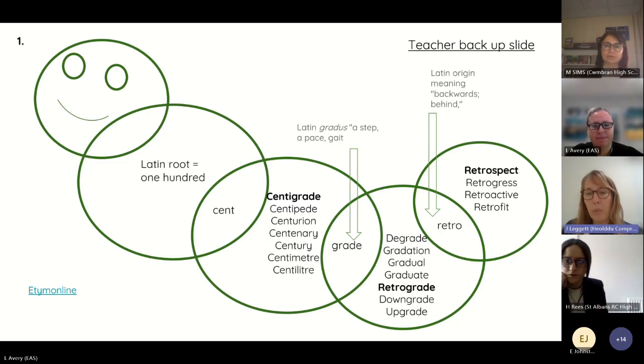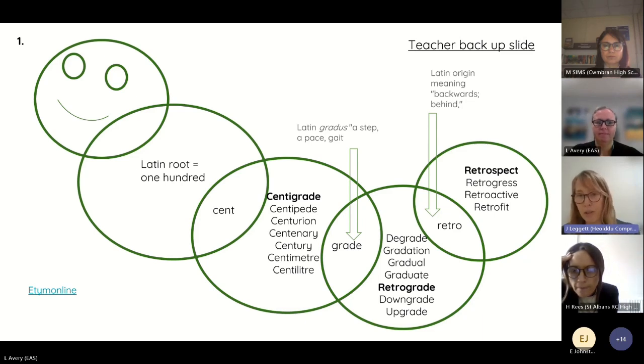So this is following through with Ellie's system, where you start with the Latin root, which obviously this one I've got is sent. This initial one is her modelled one she did in the etymology workshops. Obviously there's a group of words in the second part of the caterpillar, but I have to hit the word that's in bold, because I need to get to the word or the root grade to then jump into retrograde, to get to retro, to get to retrospect.